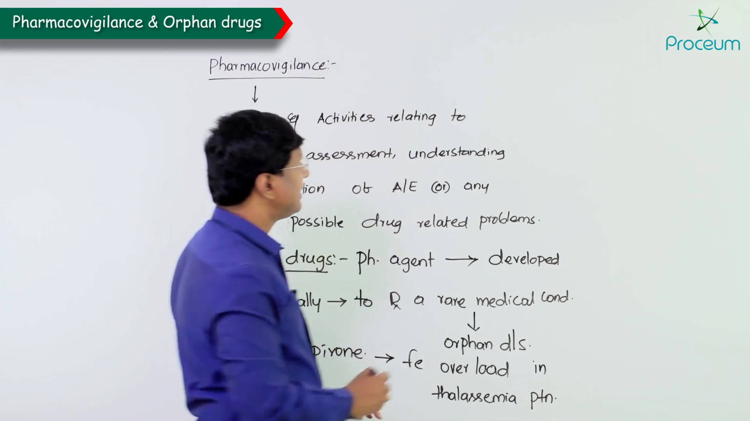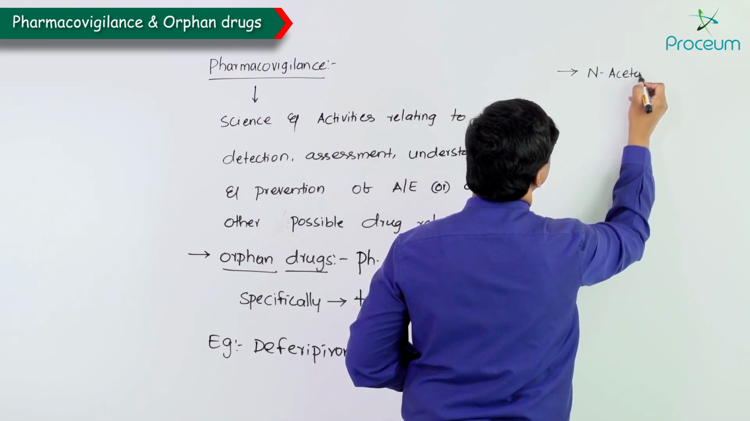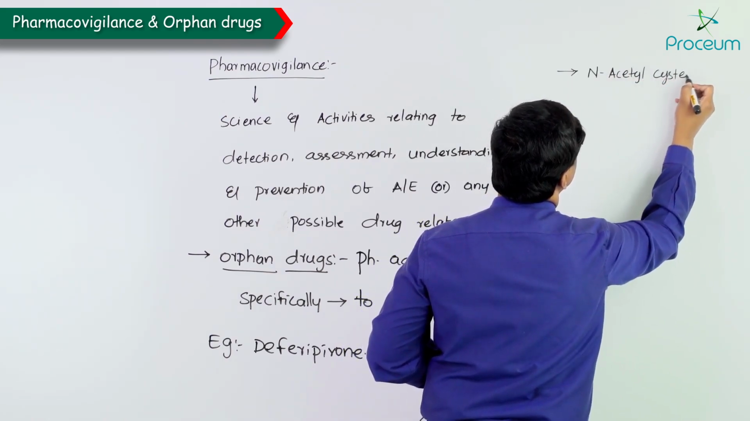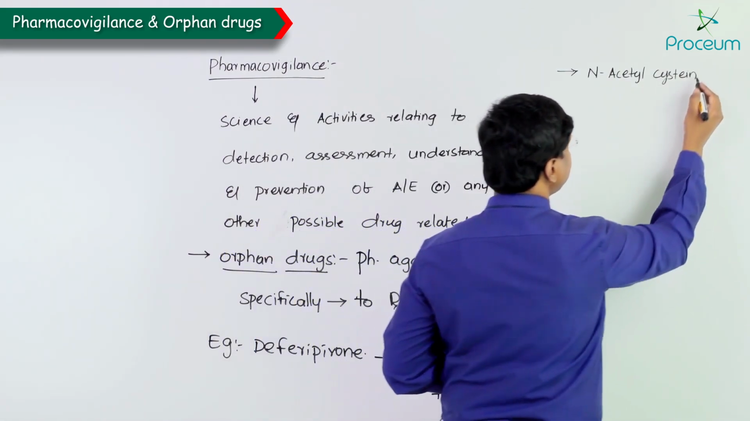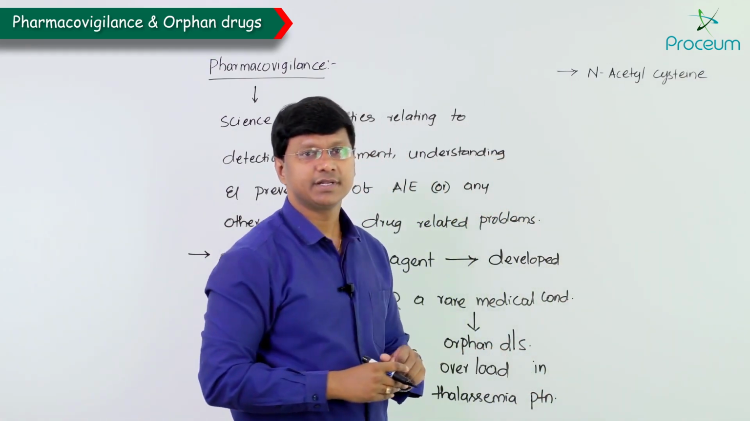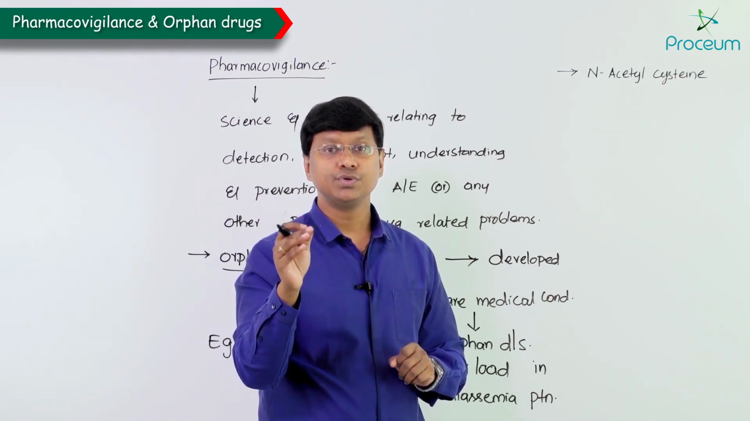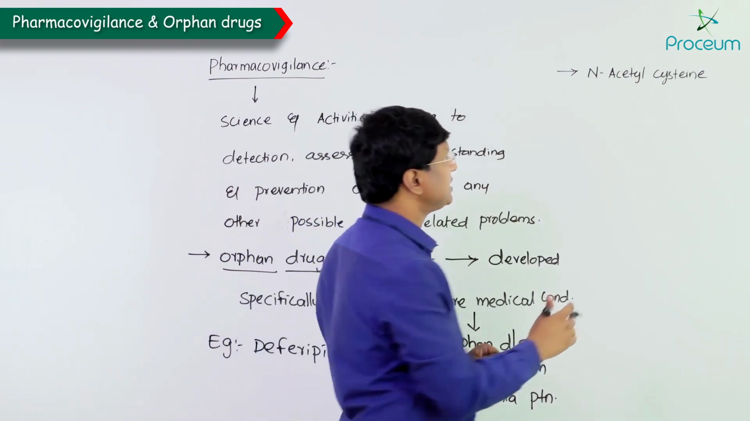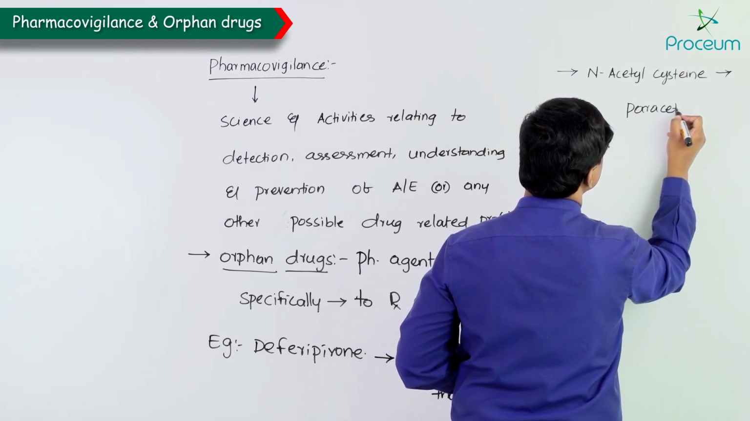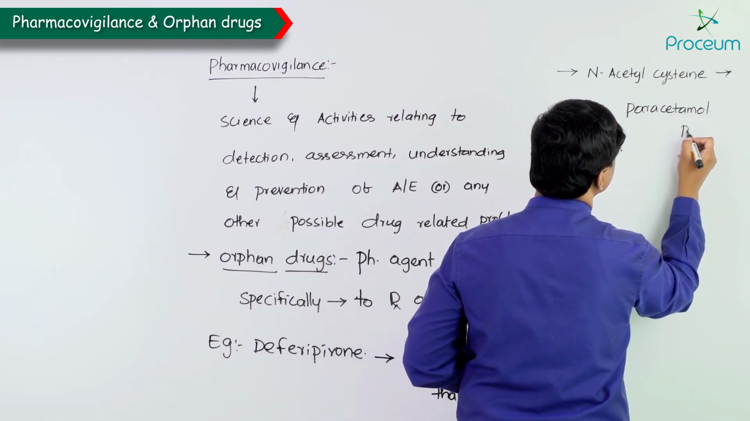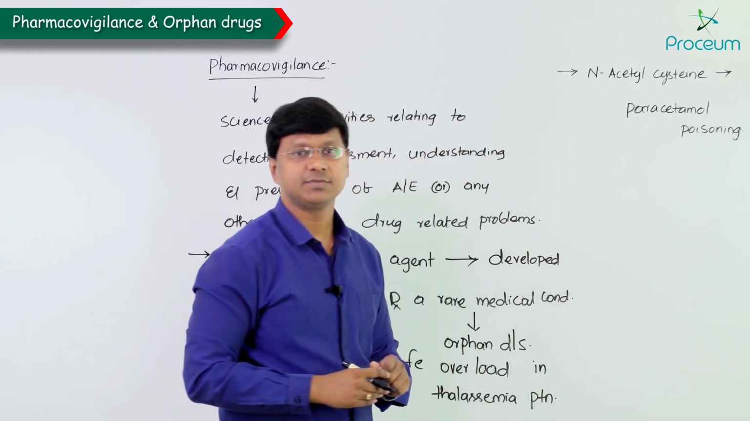Next we have another important drug which is called N-acetylcysteine. Now, N-acetylcysteine is the drug used to treat paracetamol poisoning. Right, used to treat the paracetamol poisoning.